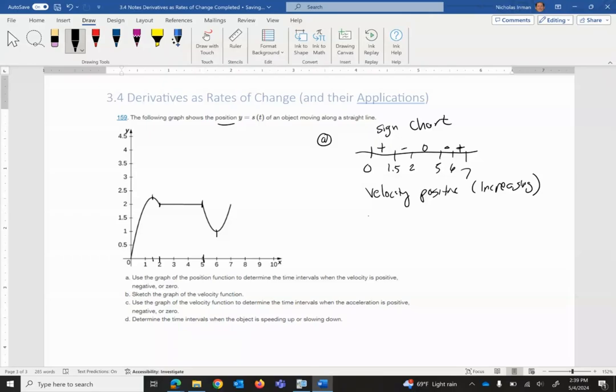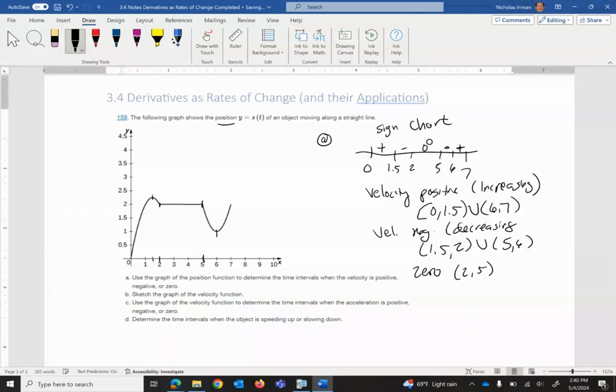So we're increasing from 0 to 1.5 and from 6 to 7. We're decreasing from 1.5 to 2 and 5 to 6, and 0 from 2 to 5. All right, sketch the graph of our velocity function.